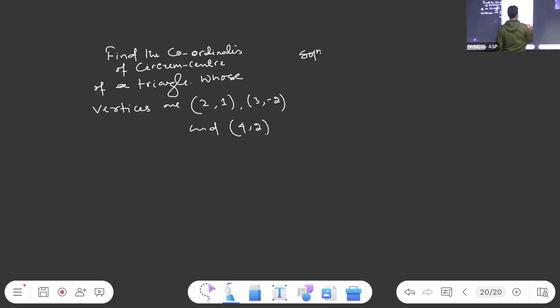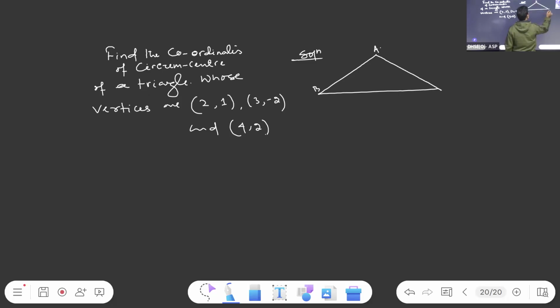Coordinates of the circumcenter of the triangle: 7/2, 1/2. Let me check. This is the triangle ABC. This is vertex A, this is vertex B, and this is vertex C. Coordinates of vertex A are (2, 1), vertex B (3, -2), and vertex C are (4, 2). Let x, y be the coordinates of the circumcenter. Let it be P. So P is the circumcenter.